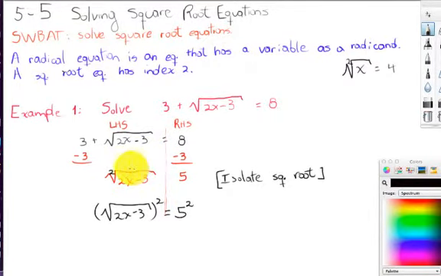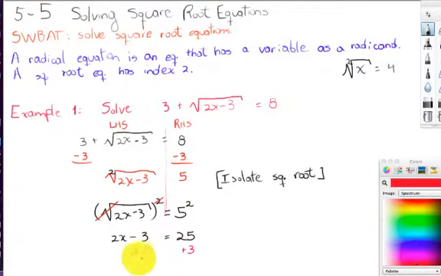Next, what do I have left here, guys? Since this exponent cancels out with this index, all I'm going to have left is the 2x minus 3. And we know that 5 squared is 25. Again, we'll repeat a little bit of Algebra 1. We add the 3.